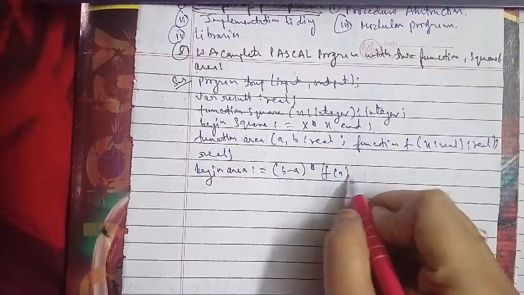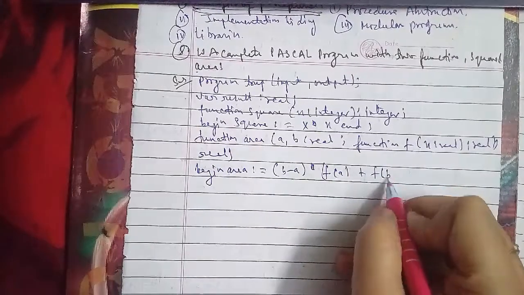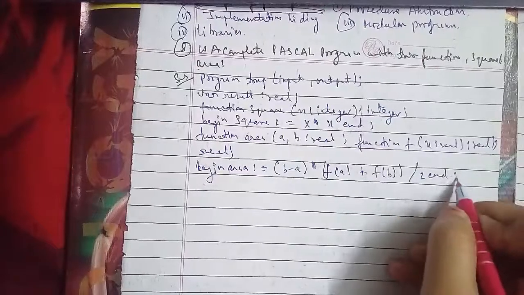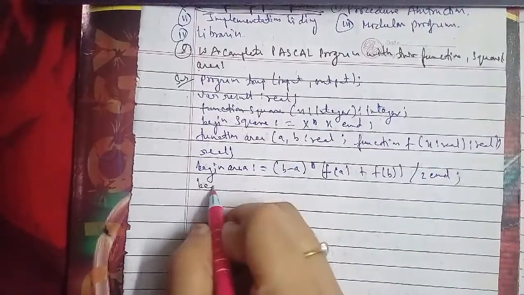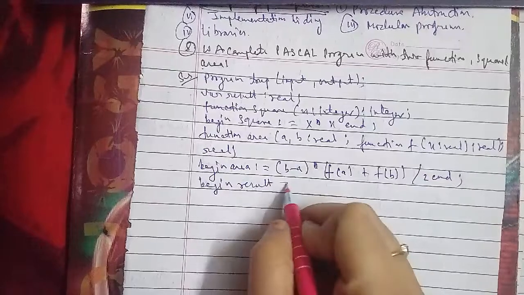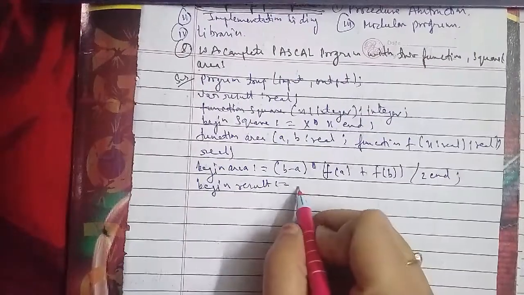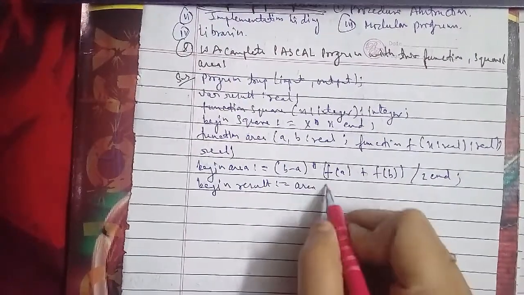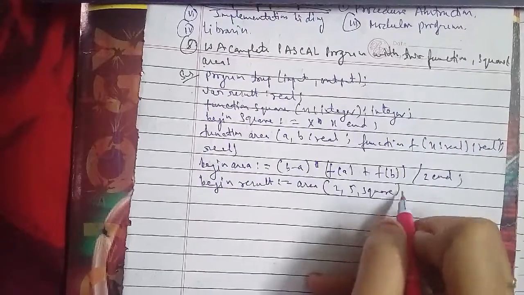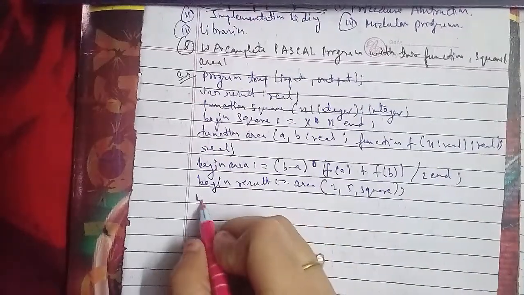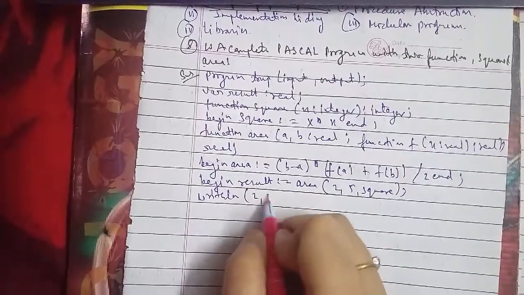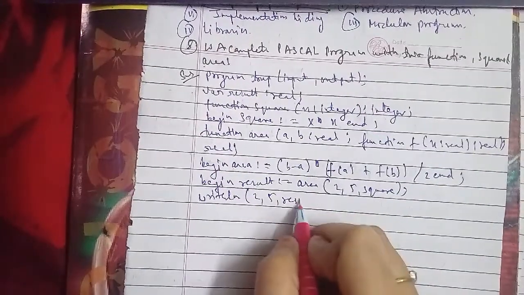begin result := area(2, 5, square); writeln(2, 5, result); and then end. So this is how it is, and now we'll go ahead with another program as well, and that is what we have to deal with.